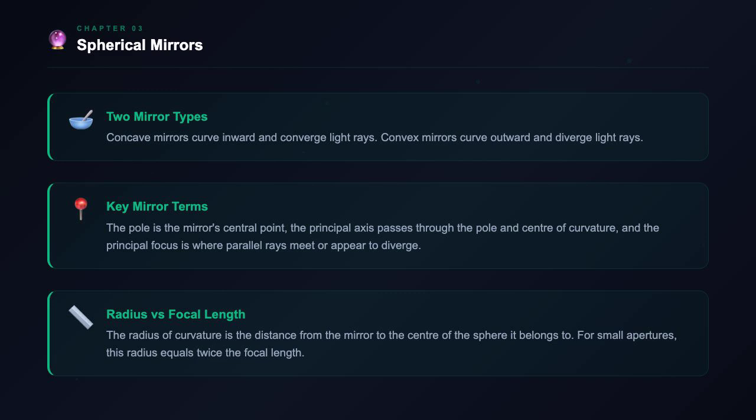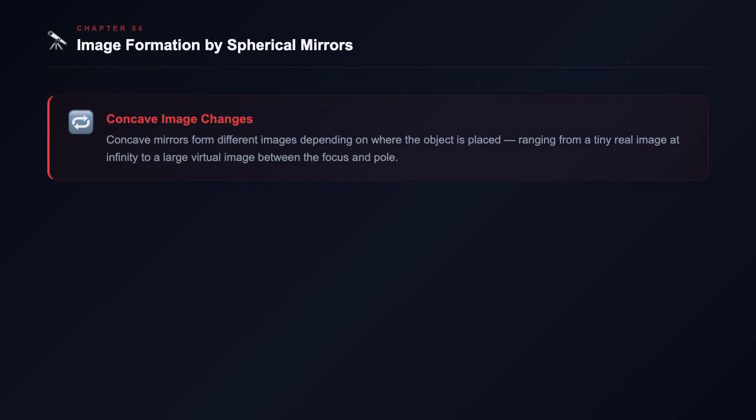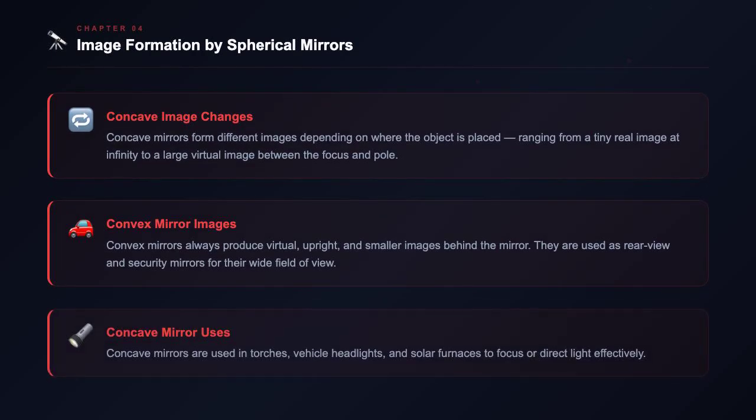The principal focus is where parallel rays converge or appear to diverge. The focal length is the distance from the pole to the principal focus. For small apertures, the radius of curvature is twice the focal length. Spherical mirrors form images in two main types: concave and convex.